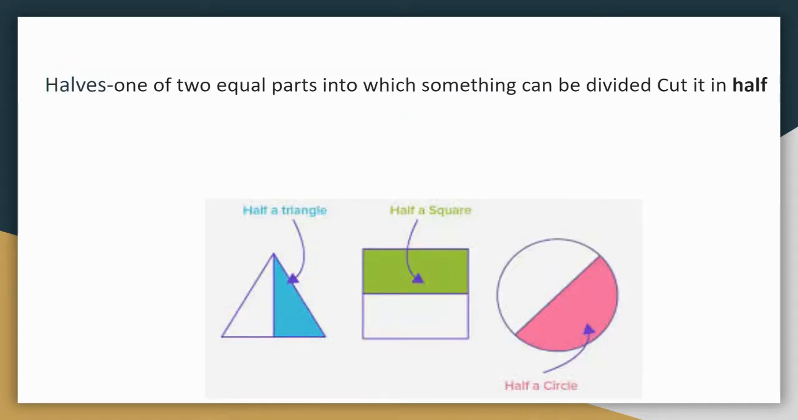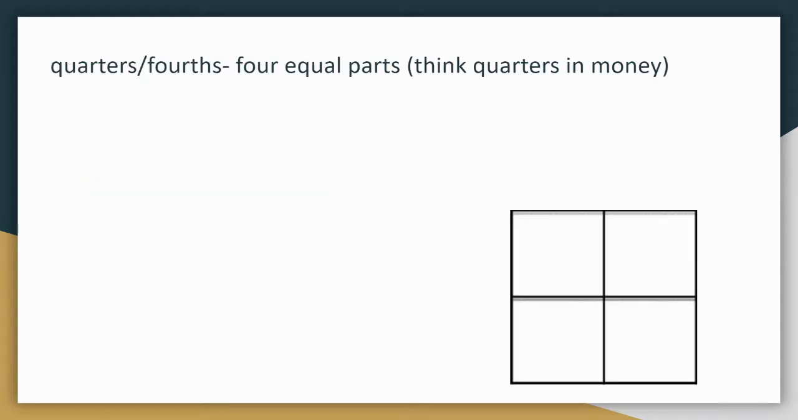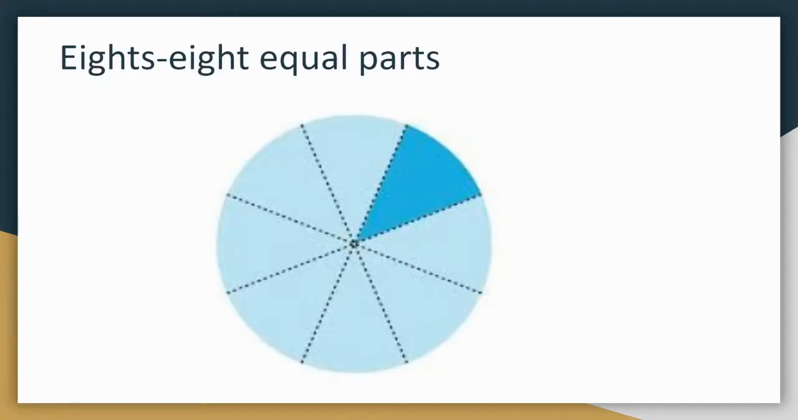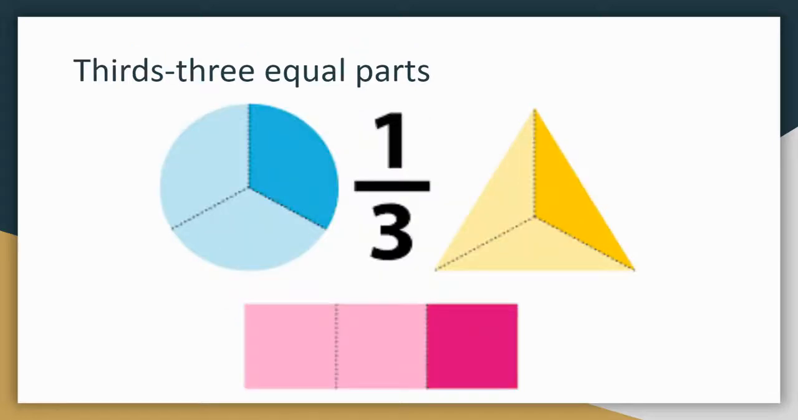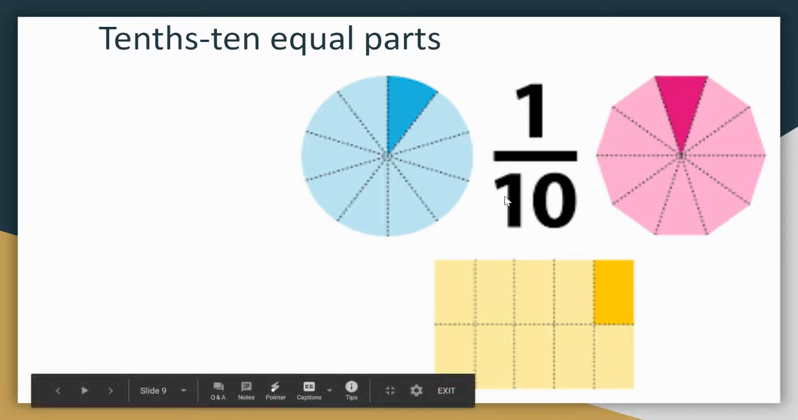Halves, sixths, fourths, fifths, eighths, thirds, and the next one is tenths. Try saying it. Tenths. 10 equal parts.